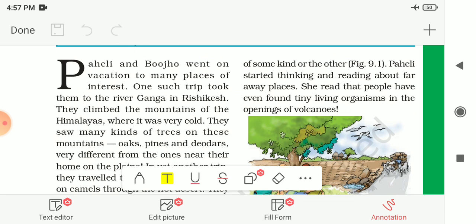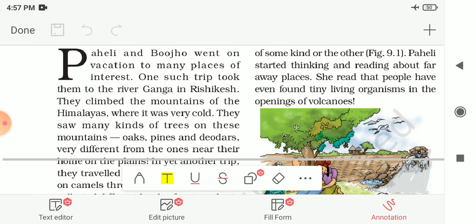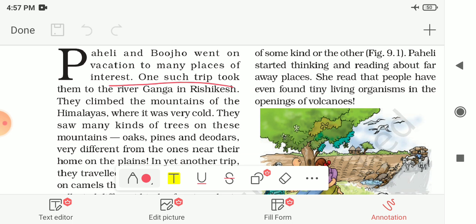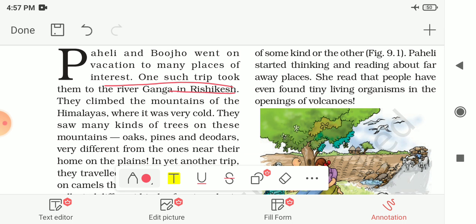Paheli and Boojho went on vacation and they visited many places of their interest. One such trip took them to the river Ganga in Rishikesh.